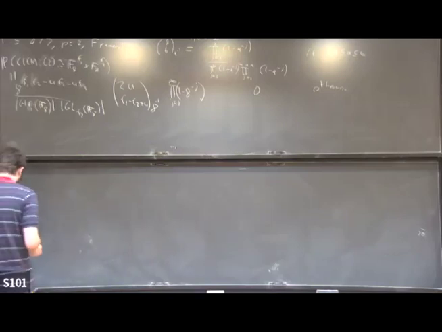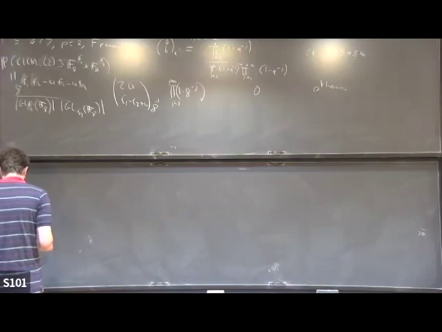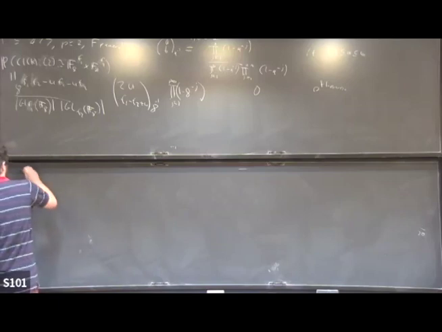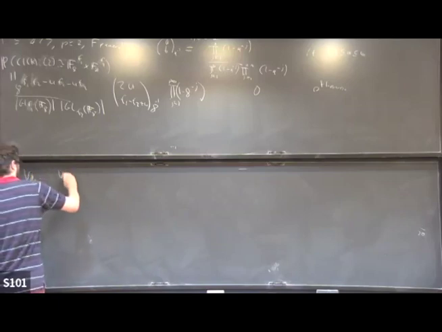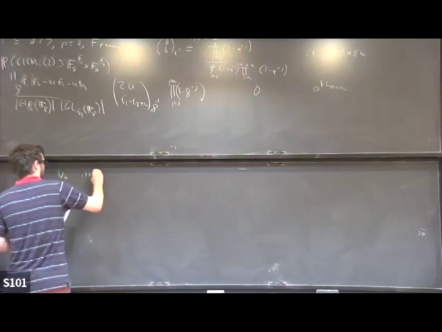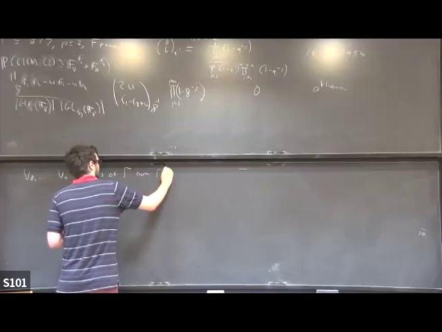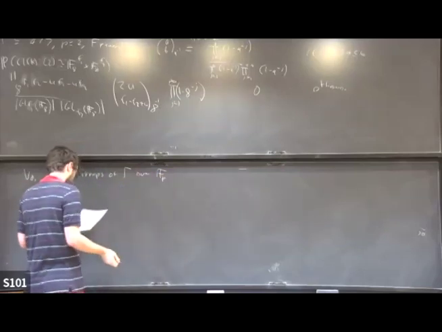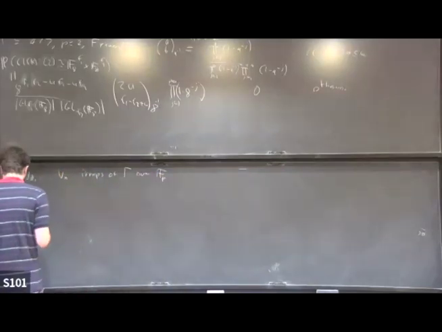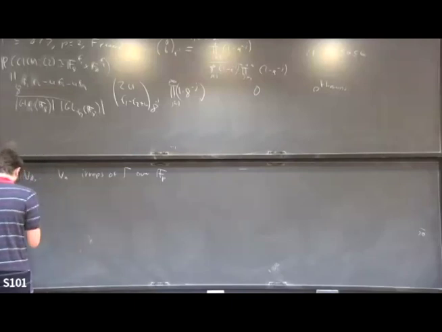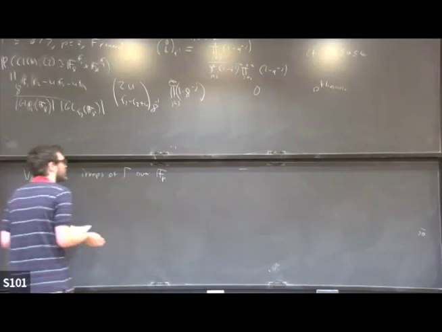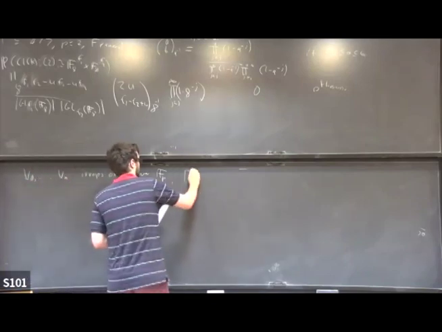So the general case is: let V0 through Vn be the irreducible representations of gamma over F_p. Then V0 is the one containing the p-th roots of unity.